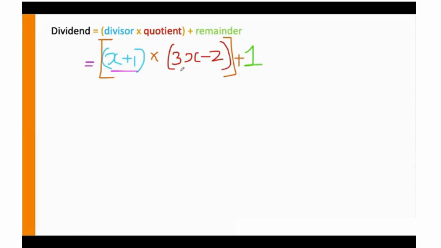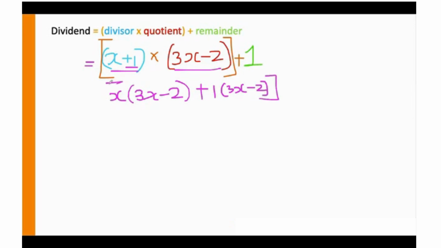If I have to multiply a binomial with a binomial, I take x, and x multiplies with the whole bracket, 3x minus 2, and then we have plus 1, which also multiplies with the whole bracket, 3x minus 2. Putting this into a bigger bracket, we have plus 1 outside. So let's multiply this. We get 3x squared minus 2x plus 3x minus 2, and then there is plus 1.